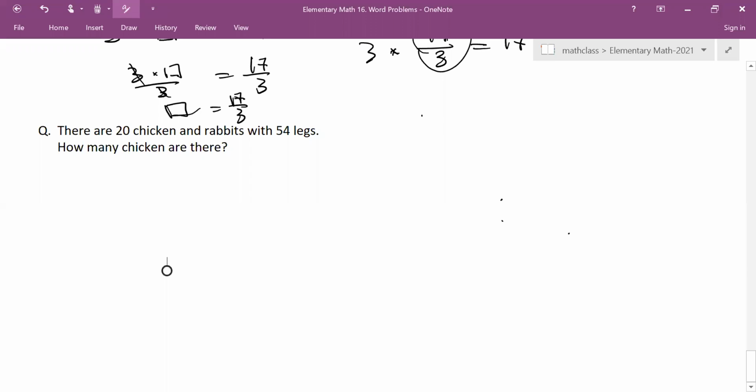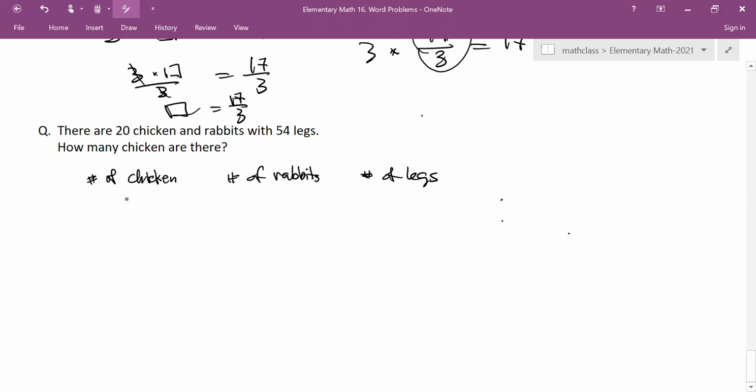So here we're going to do this. A chicken has 2 legs, a rabbit has 4 legs, right? We assume the number of chickens, and here is the number of rabbits. Now this method only works for small numbers. So the number of legs: right now we have 54 legs.